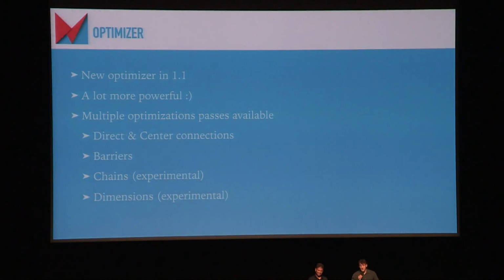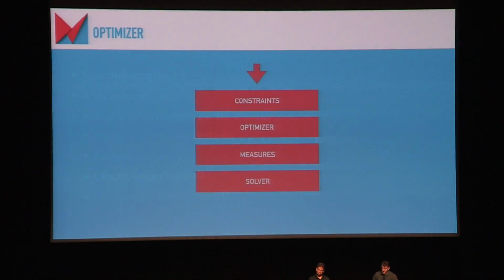Let me cover the optimizer, because we had an optimizer in 1.0, but the one in 1.1 is a lot better. We do a lot more optimization, and we also expose to you which optimizations you want to enable or not. So essentially, how it works. We've got this concept of constraints. We don't let you write linear equations by hand, because we are not mean. So we have this higher level system of constraints to decide how you position your elements, your widgets.